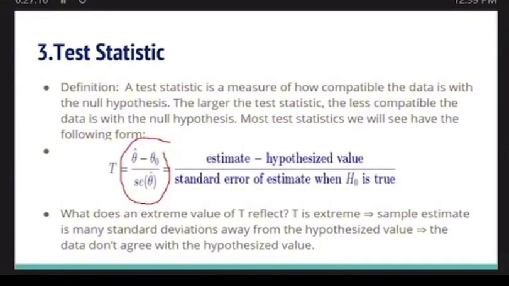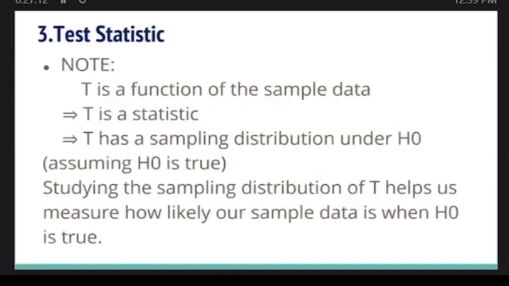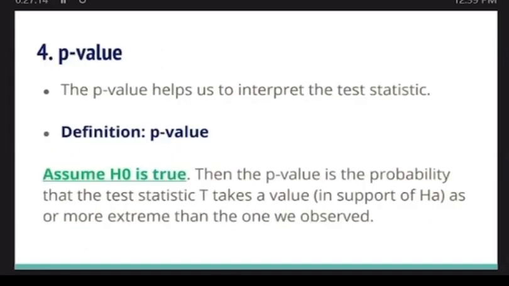Now, that is the test statistic. Then the next step is the p-value. What do we mean by p-value? The p-value is the probability of observing an extreme value when the null hypothesis is true. So what is the probability of observing an extreme value? The probability of observing an extreme value when the null hypothesis is true.